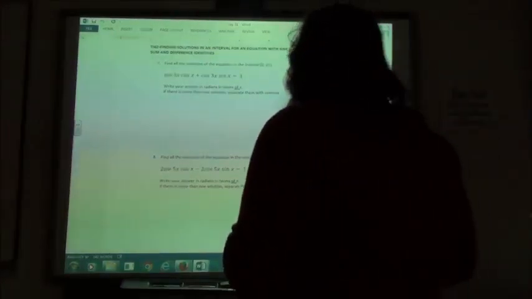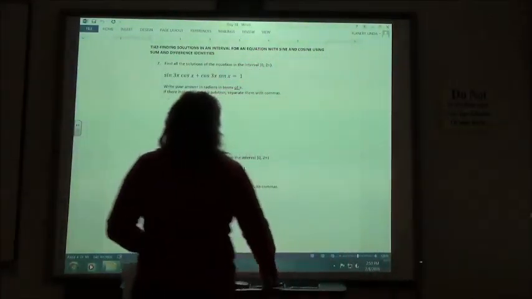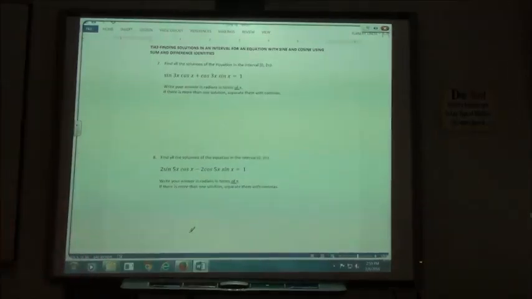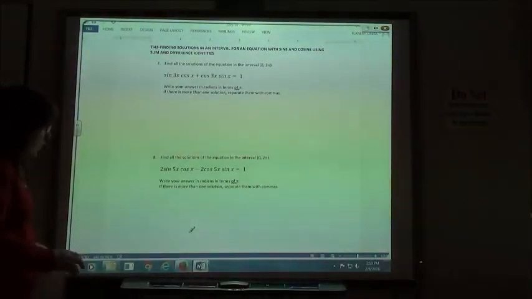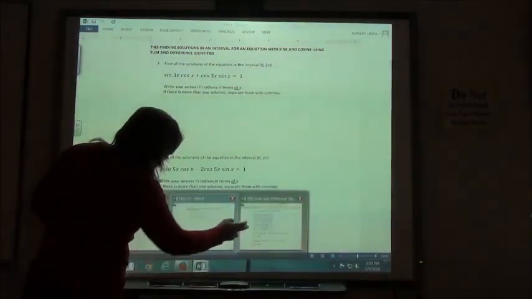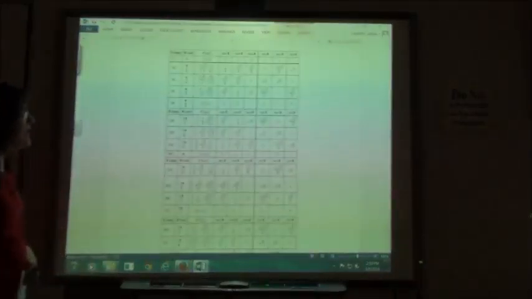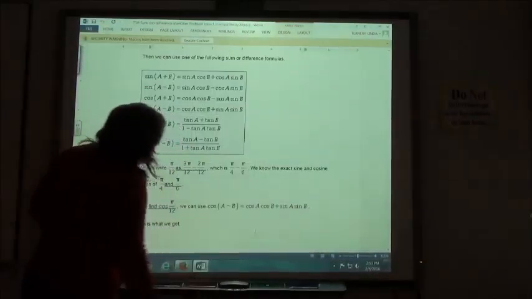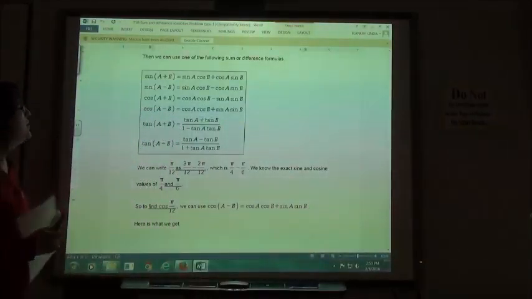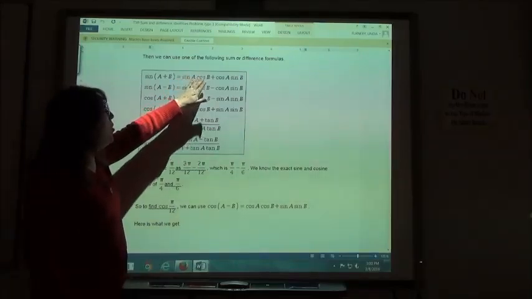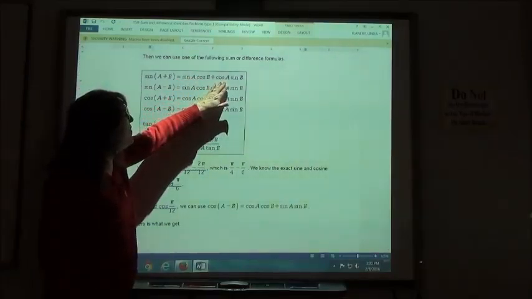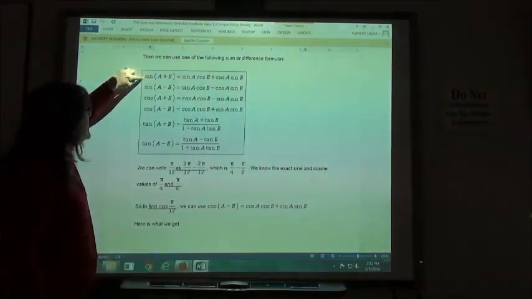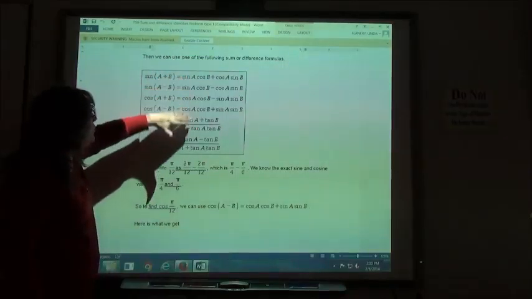7, 8, and 9, we're finding solutions in our interval. This time we're going to use our sum and difference formulas. And so, not only are we going to need our handy-dandy table that we usually have, you'll also want to have your sum and difference identities. So, sine of A, cosine of B, plus cosine of A, sine of B is the sine of A plus B, and so forth.